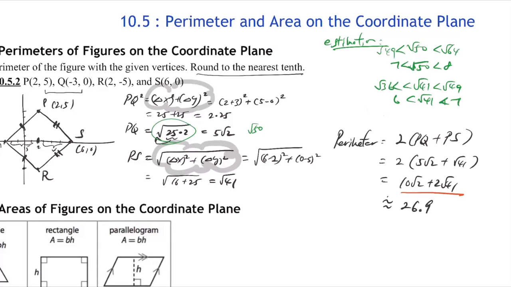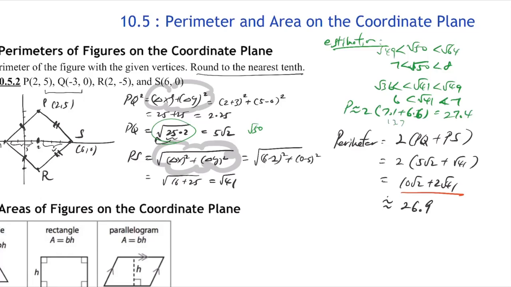But if you think about it, the gap between 41 and 49 is 8, and the gap between 41 and 36 is 5. So chances are it's slightly closer to 7, maybe 6.5, 6.6. So I'm going to estimate that the perimeter is approximately double 7.1 plus 6.5, or maybe even 6.6, right? And that gives you 13.7. When you double that, that's going to give you 27.4, right?